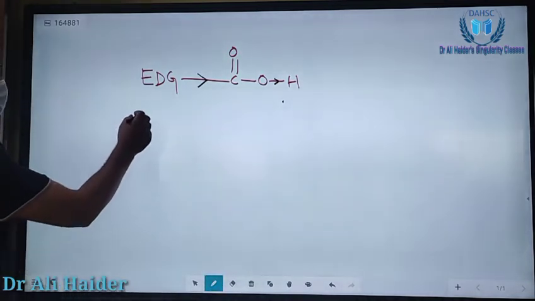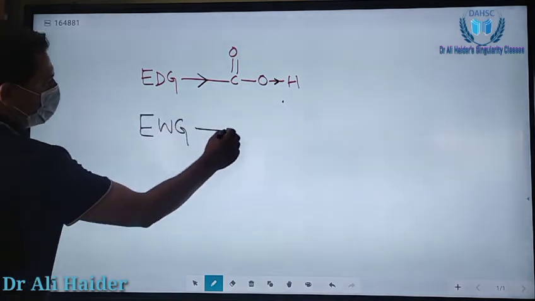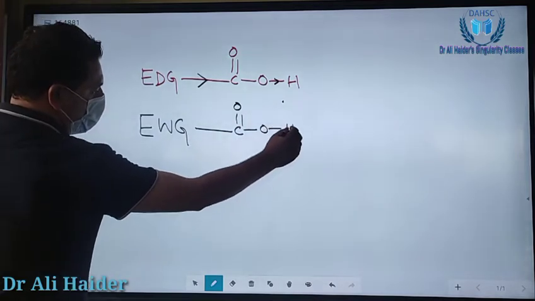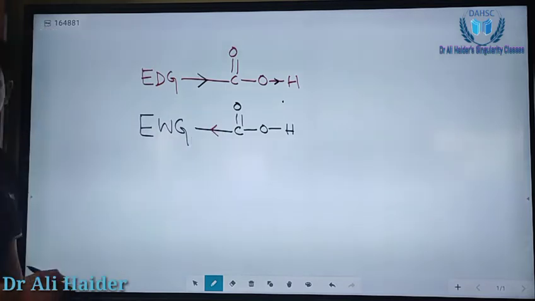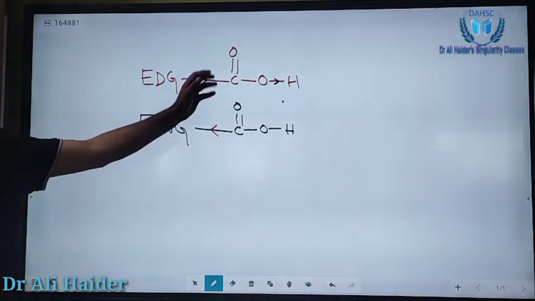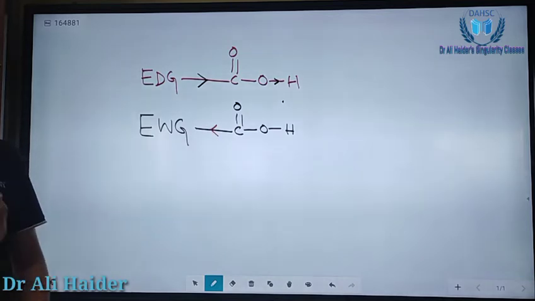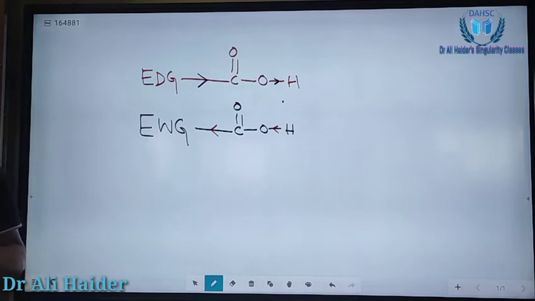Now likewise, if you have electron withdrawing group attached to C double bond OH, it will do the reverse of it. It will pull electrons from it. ये दे रहा था electrons. Now this will drag electrons from the COOH. Arrow will be like this. And OH bond will be weakened.